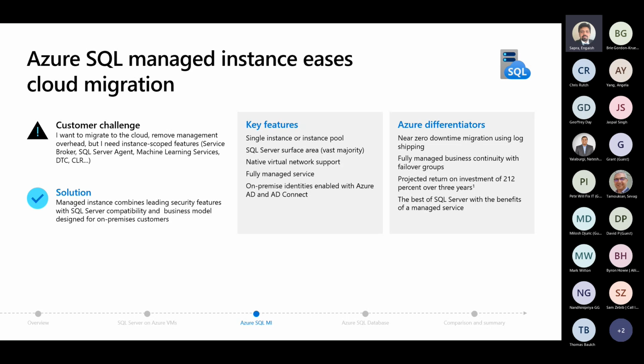Fully managed business continuity with failover groups, and the projected return on investment of 212% over 3 years. That's what Forrester has analyzed over a period of time, and those studies are available online. So essentially, what MI gives you is the best of SQL Server combined with the benefits of a managed service. It takes away a lot of overhead from an OS and SQL management perspective while giving you full benefit of a SQL instance.